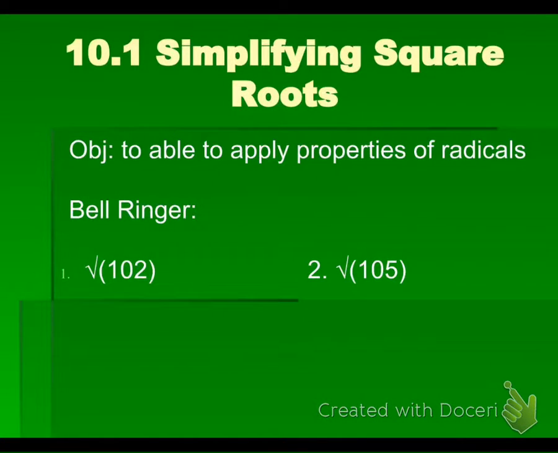So our objective today is to apply properties of radicals, and we have 2 bell ringers. Now, unfortunately, I did not find the button for this on the computer, so you're going to have to draw the little line in above it. And we're going to draw it in here.